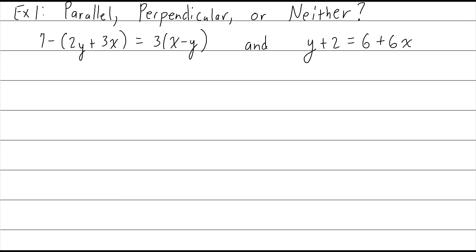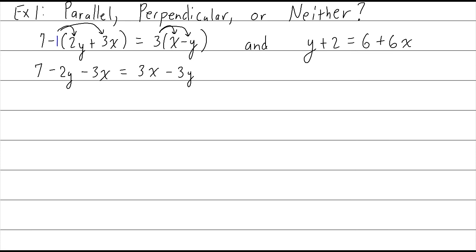All right, so we got a lot going on here. First of all, I'm going to acknowledge the fact that this is a -1 sitting out in the front of these parentheses so that I can distribute that -1. So 7 minus 2y minus 3x equals, I'm going to distribute the 3. 3 times x is 3x. 3 times -y is -3y. Okay, so here we go. Looks a little bit nicer.